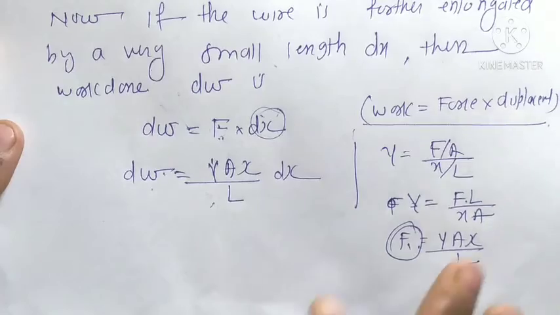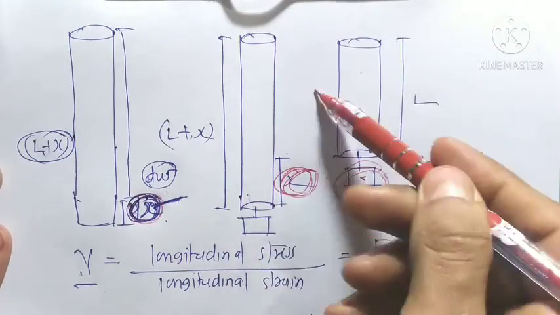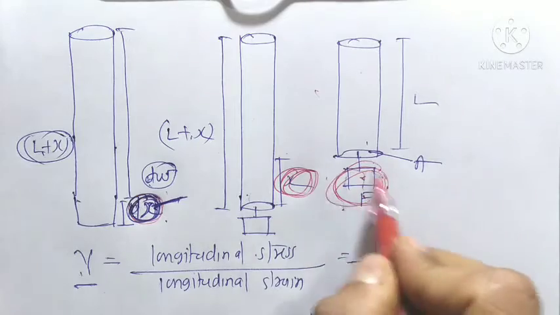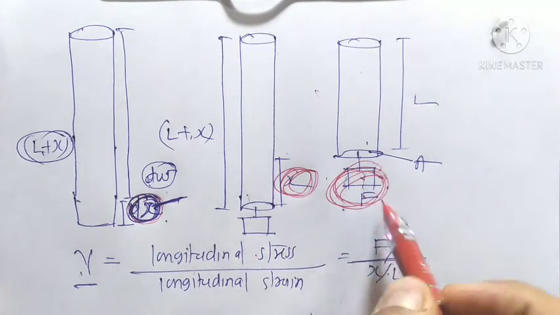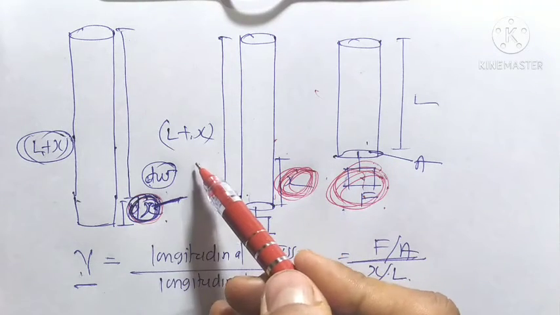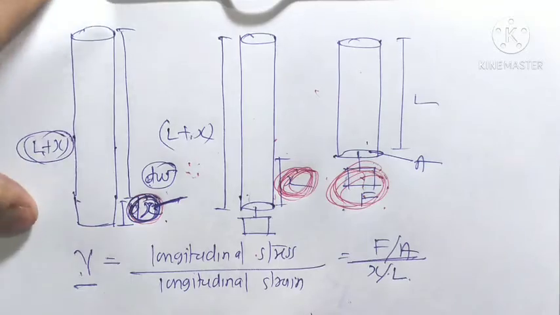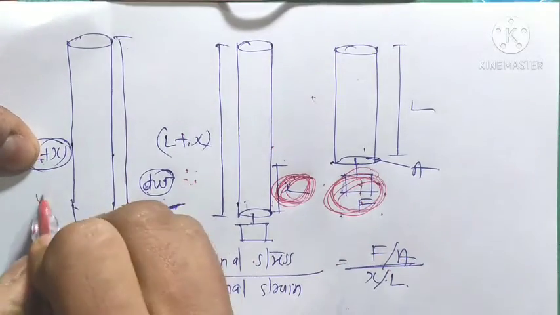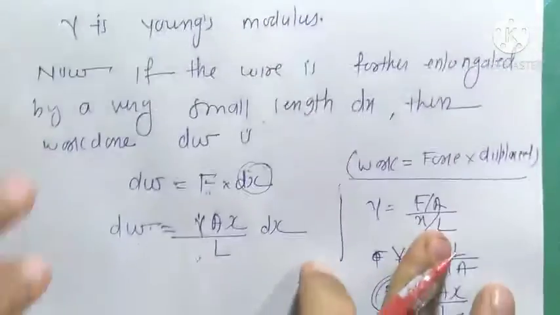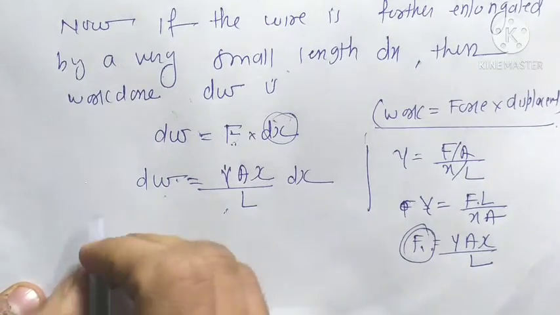You can see in these images, when we attach a load to this wire, the length of this wire has been increased by x, so there must have been some work done here. We have to find the total work done, W. So how do we find it? We integrate.